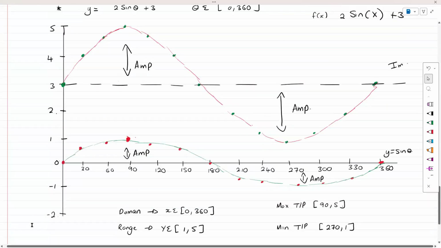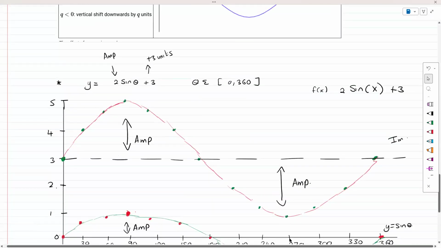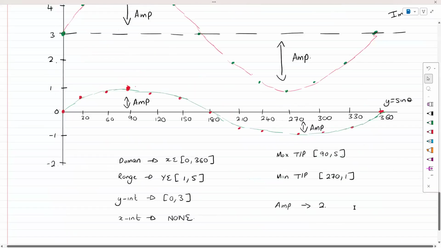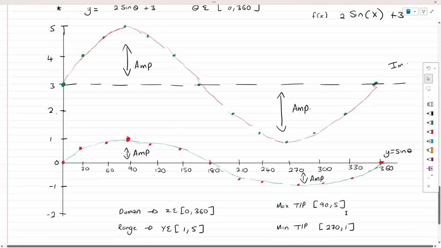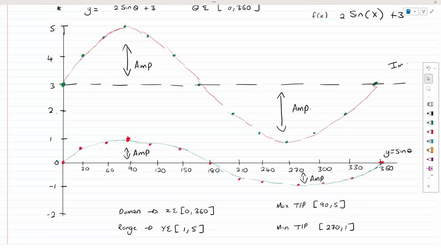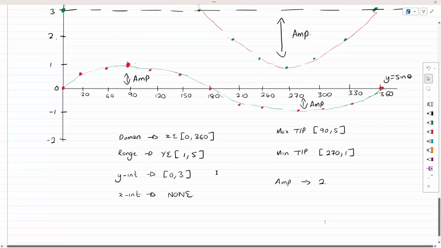5, 1 minus 1. Okay, cool. It's fine, guys. This thing is 2. Let me see if it was supposed to be 2. Yeah, it was supposed to be 2. Right, so the amplitude would work on that part.